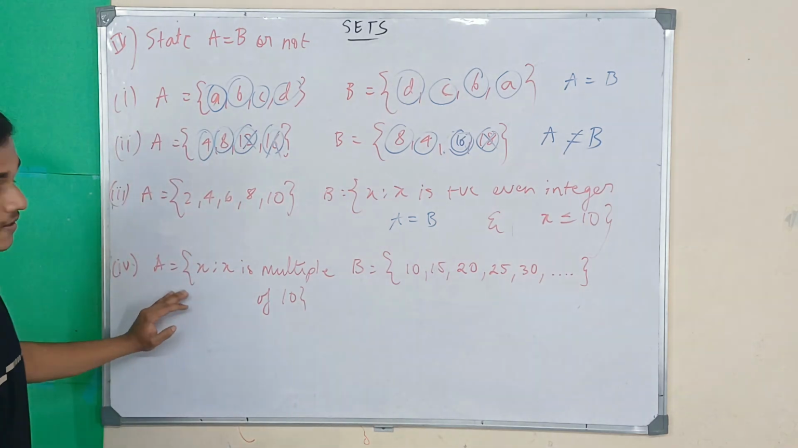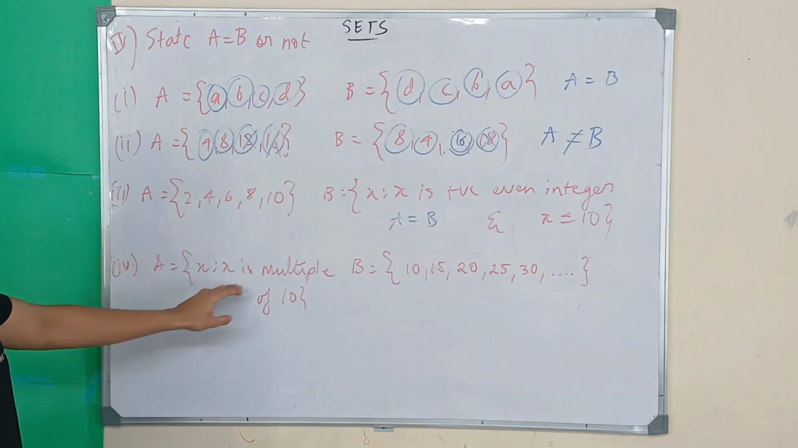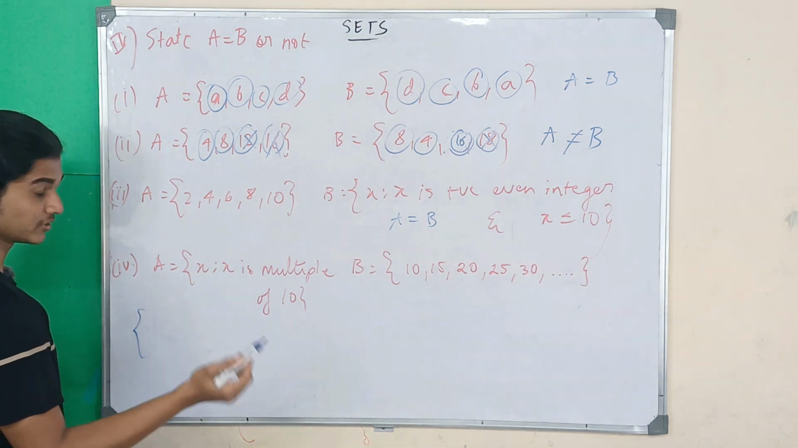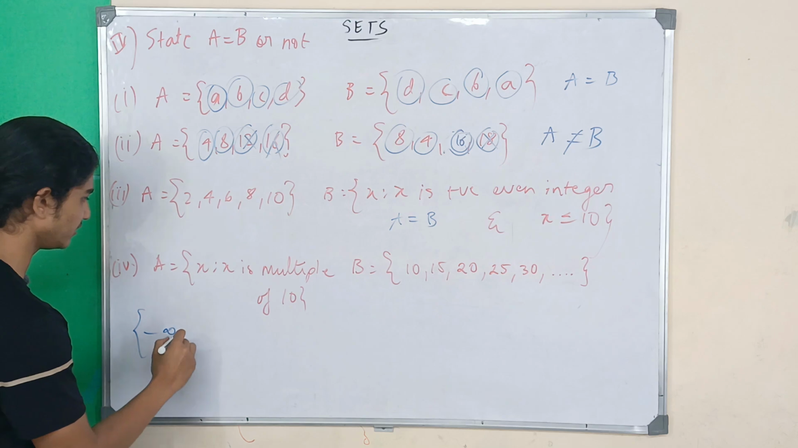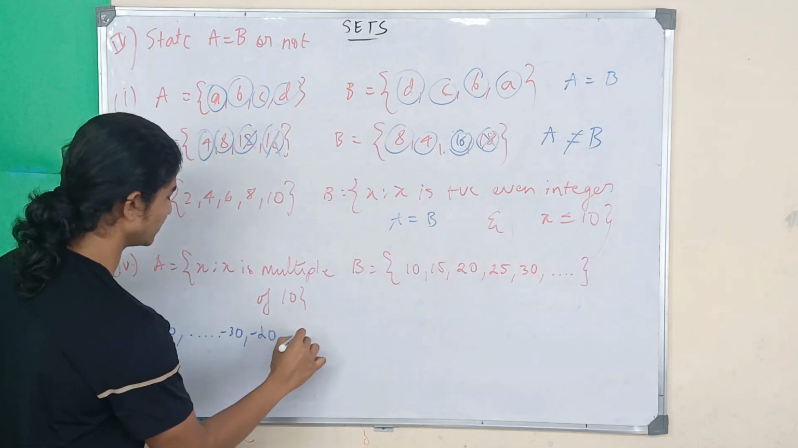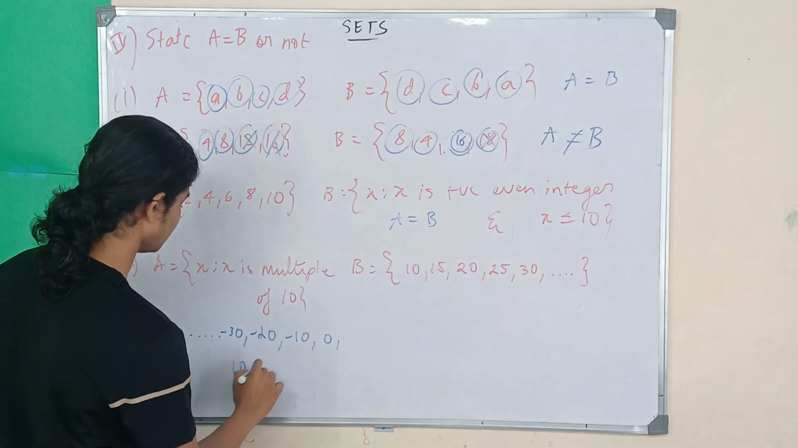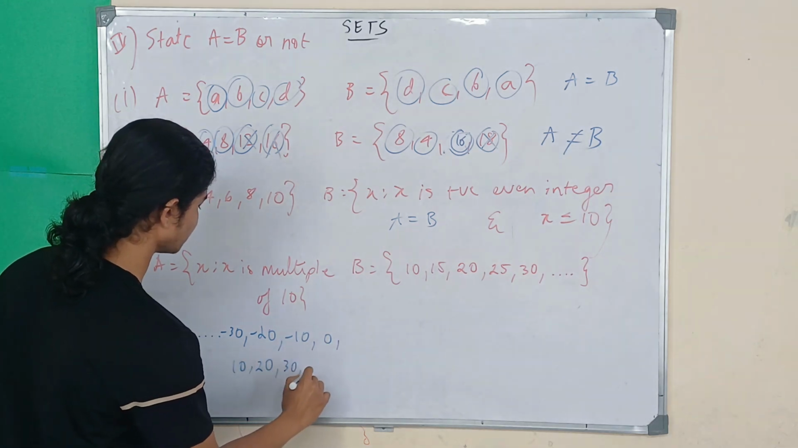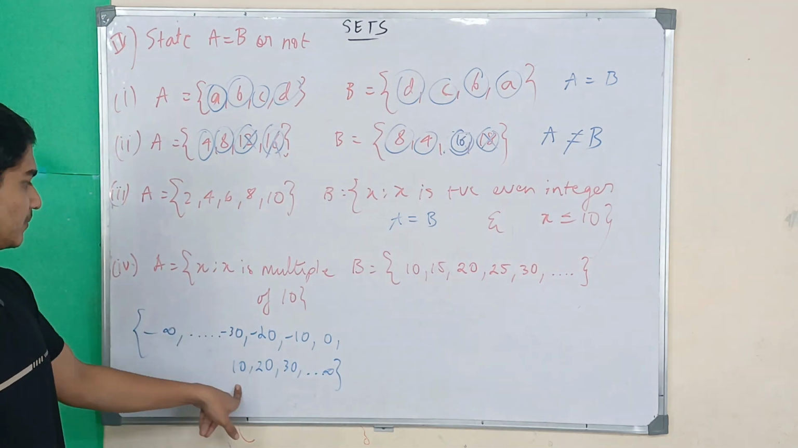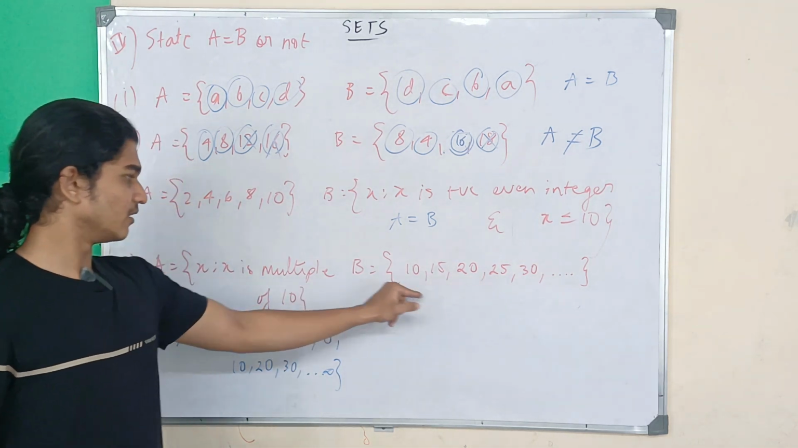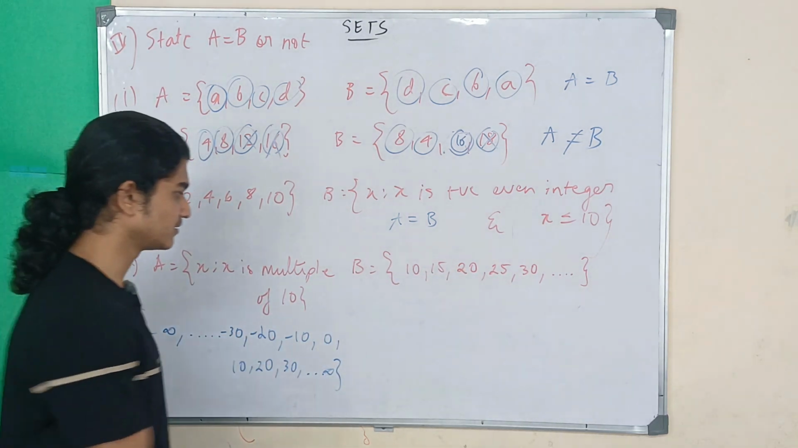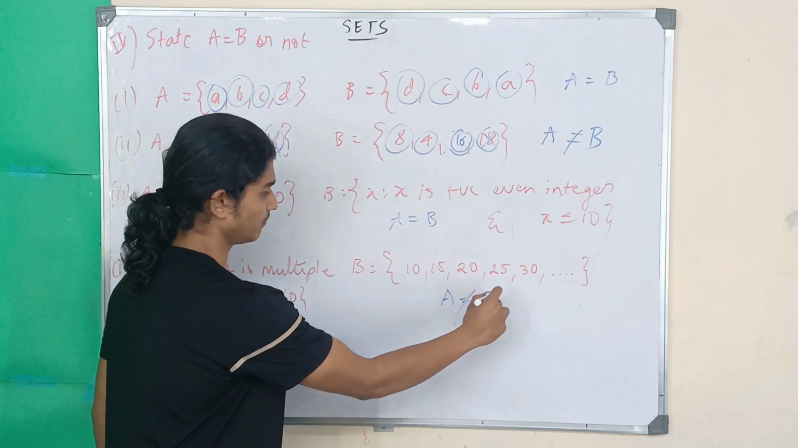So the fourth one is A is equal to the set of all x such that x is a multiple of 10. So what are all the multiples of 10? They're not saying any boundary, so I can take anything. So minus infinity all the way up to minus 30, minus 20, minus 10, 0, 10, 20, 30, keeps on going till infinity. So there are many numbers here. It's an infinite set. So these are all the multiples of 10. And here they're saying B equal to {10, 15, 20, 25, 30}. Of course, they both are not equal. So from this I can say A is not equal to B.